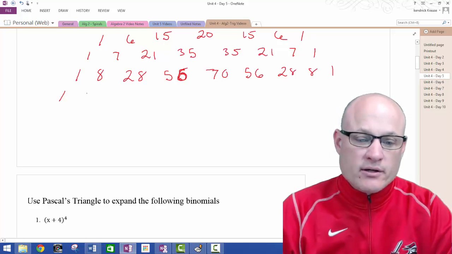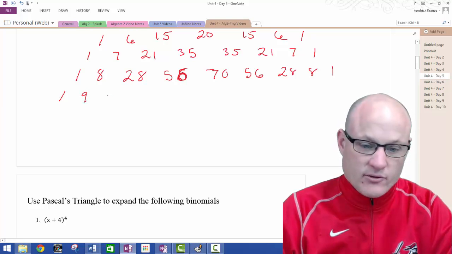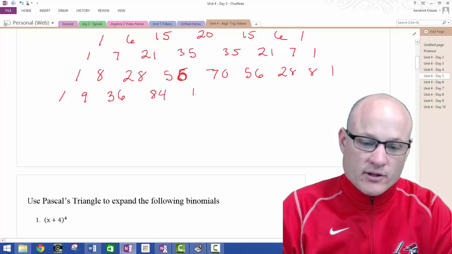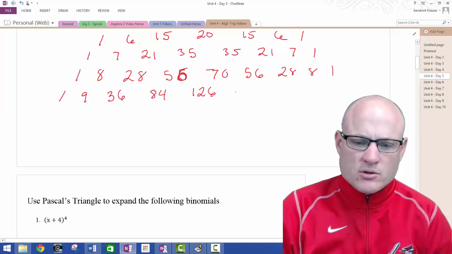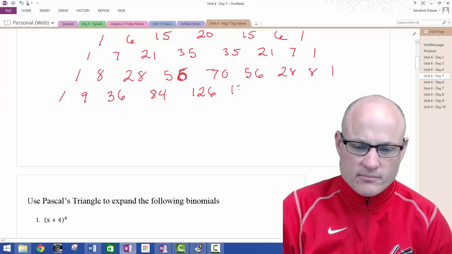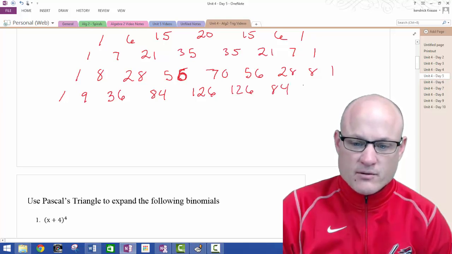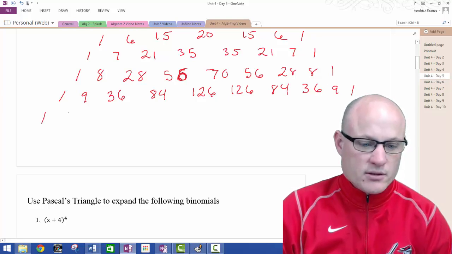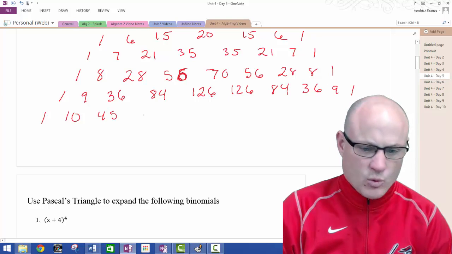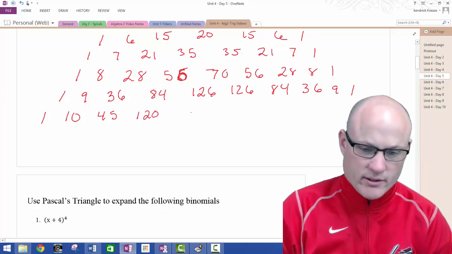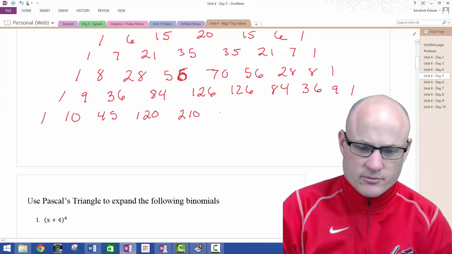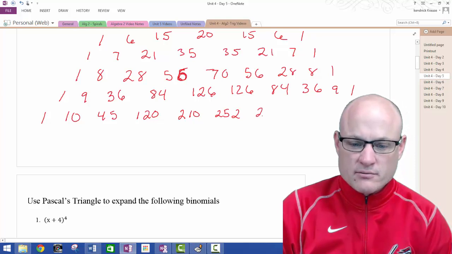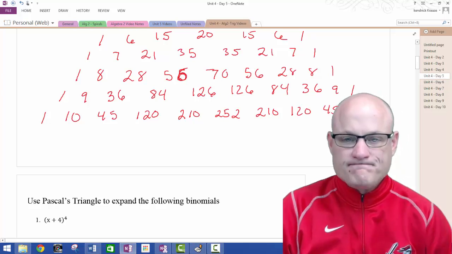So 1, 9, well, I'm just going to use my thing here, 36, so I don't make a silly mistake, 84, this is 126, 126, 84, 36, 9, and 1, and the last row, 1, 10, 45, 120, 210, 252, 210, 120, 45, 10, and 1. All right, that's about as far as we need to go.